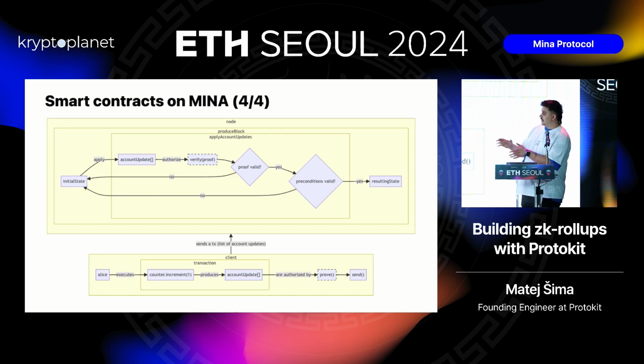This is roughly a life cycle of how the contract operation works. Alice executes the contract on their client, produces a list of account updates, proves the contract execution, sends that to the block producer, and eventually when the chain produces a block, you go from an initial state to the resulting state by applying and verifying the account updates. So that's roughly how it works with the smart contracts.